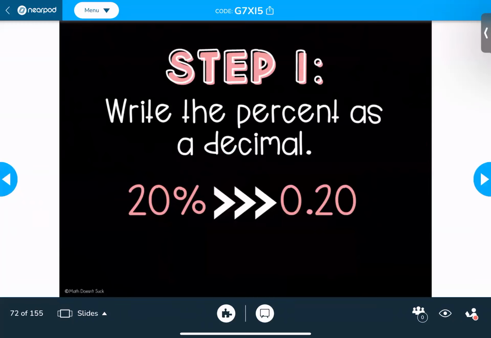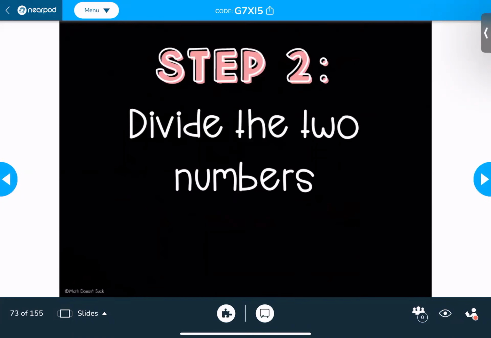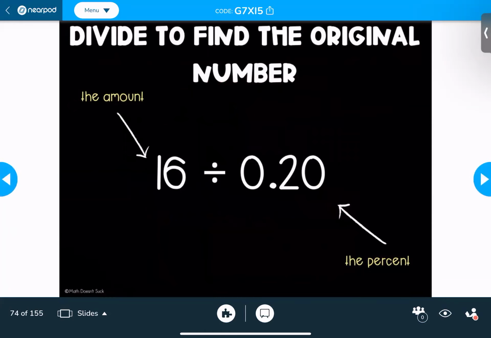If we're searching for the number, step one is still to write our percent as a decimal. So 20%, 20 out of 100, 20 hundredths. Step two is to divide the numbers. We're given the percent and the answer, so we're going to do the opposite of what we would normally do. We start with the answer and divide that by the percent. So 16 divided by 20 hundredths.